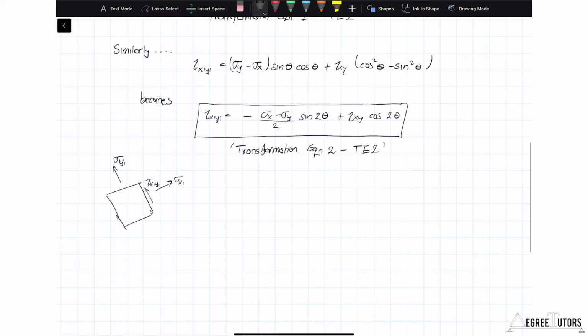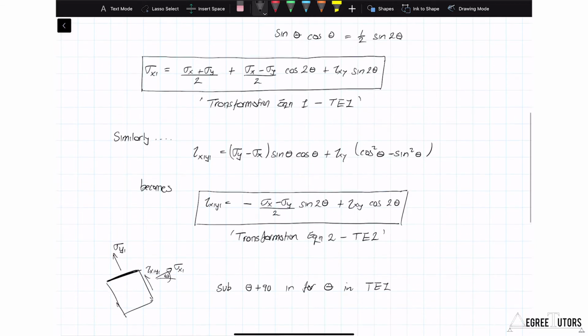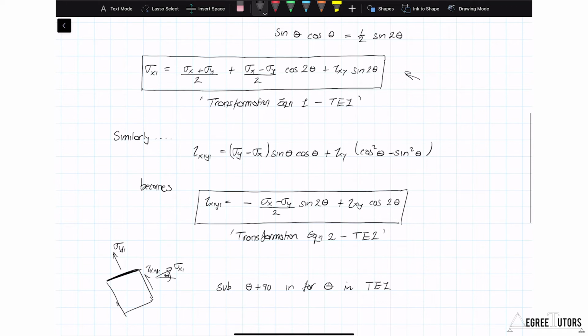And the easiest or probably most straightforward way of doing that is, to obtain sigma y1, we're going to sub in theta plus 90. So the angle for that face is actually theta, whatever theta was. Remember, theta was that angle there. So theta, add 90 to it, that gets you to this face here. So sub that angle in for theta in the first transformation equation, TE1. So up here, instead of using theta, sub in theta plus 90 degrees.